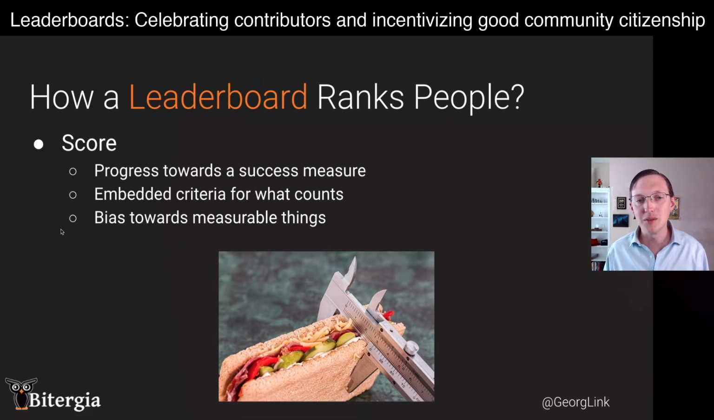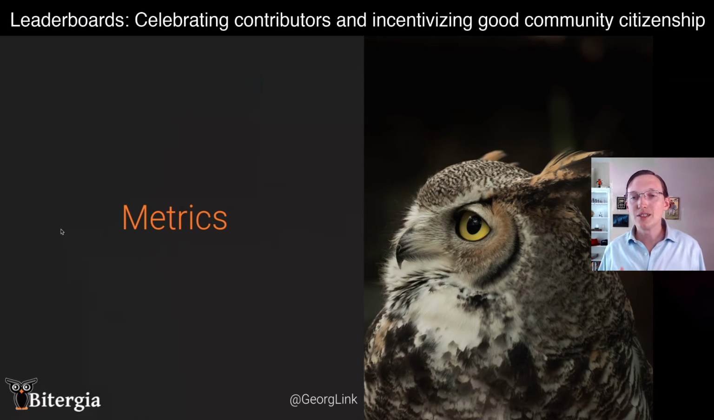Naturally, there is a bias towards measurable things, so that is not always the best for the community. Like here in the picture, if we measure all sandwiches by how thick they are, we miss the point of how delicious they actually taste or how healthy the ingredients are. So those are harder to measure things that we might want to consider when we have a leaderboard for our community. So how is the score actually calculated?